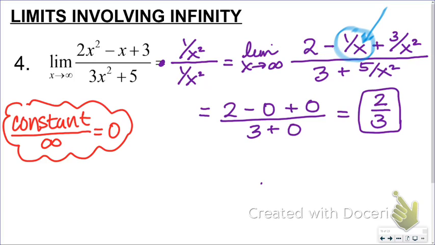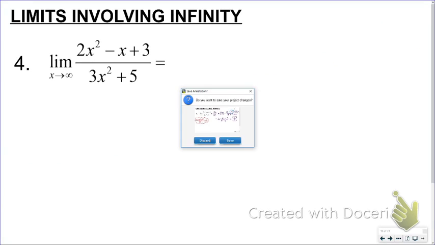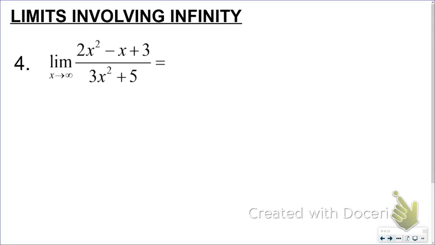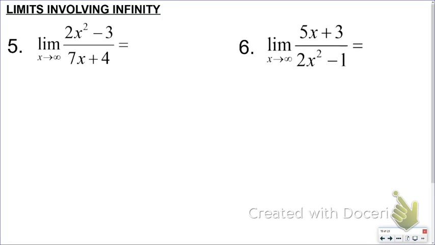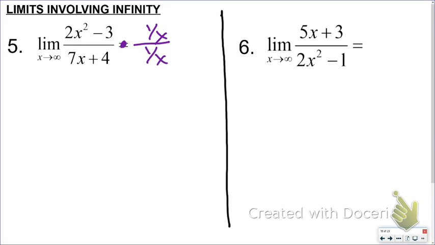All right, let's look at a couple more limits involving infinity. I'm just going to do the exact same thing I did on the previous problem. I have the limit as x approaches infinity, and I'm going to divide by the highest power of x in the denominator. So over here, I'm going to divide by x to the first. And over here in number 6, I'm going to divide by x squared.